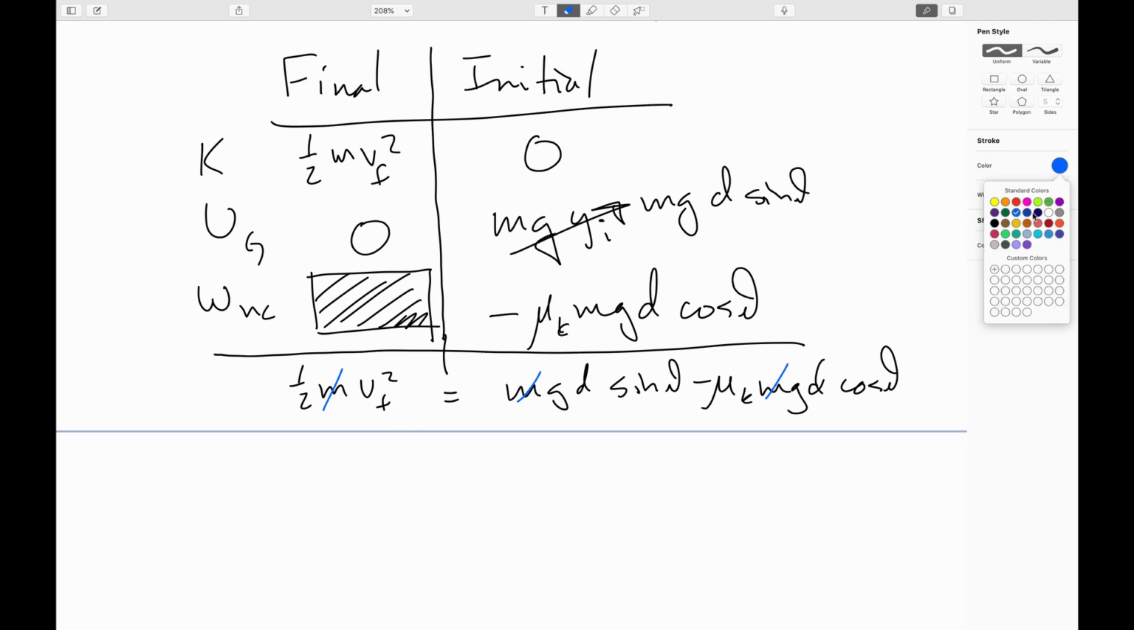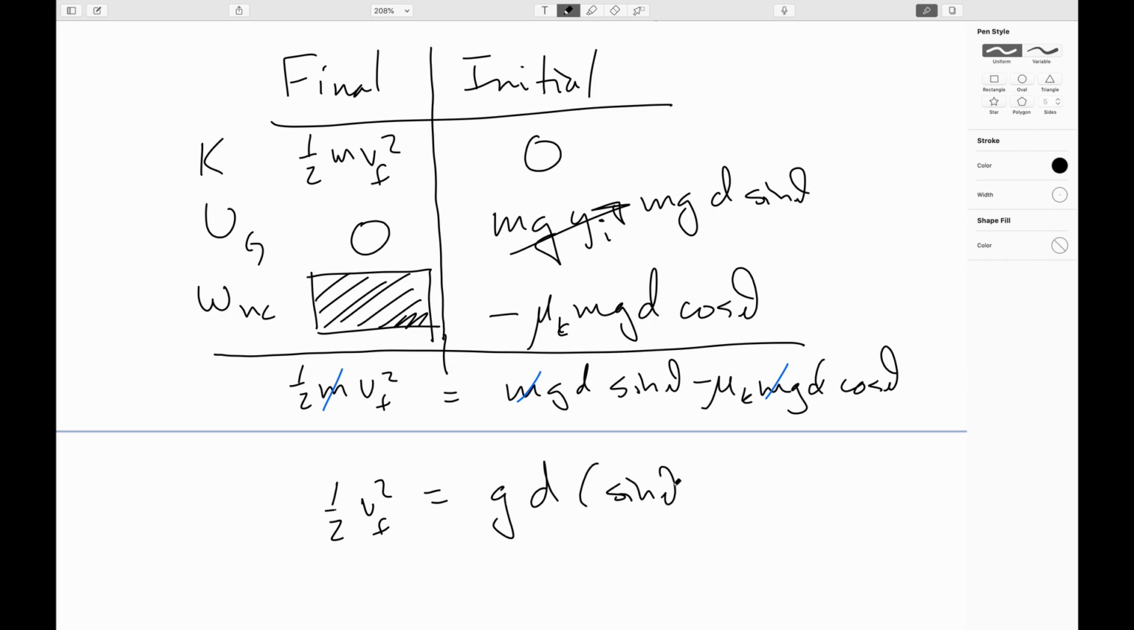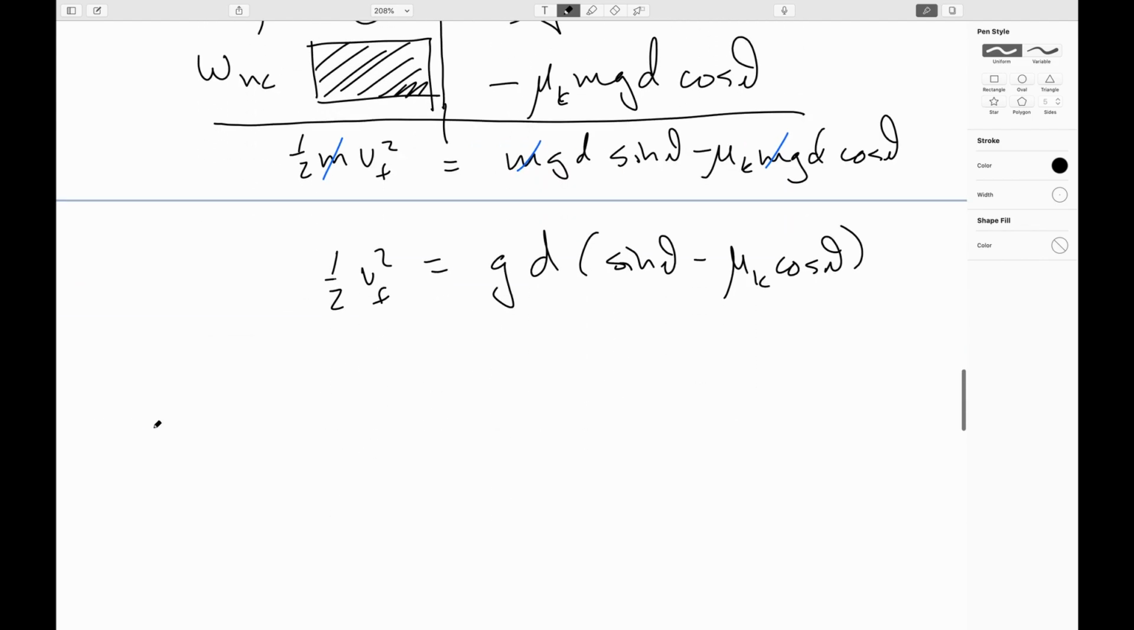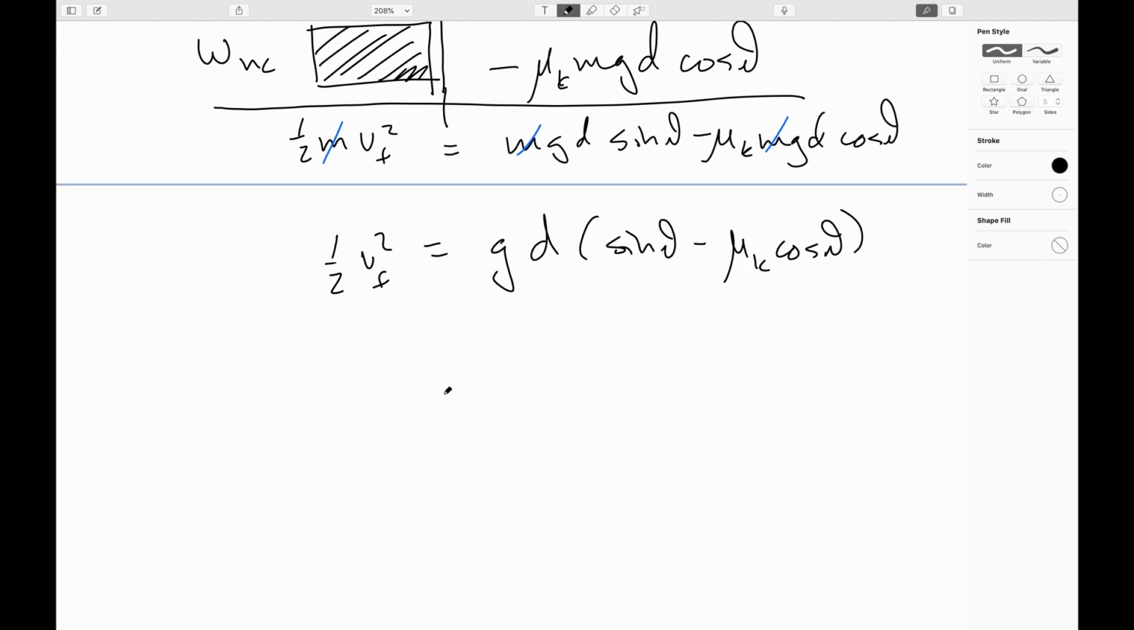All right, so let's just do a bit of algebra on this to try to clean this up a bit. First thing we'll note is, before we even get around to times by 2 and taking roots and stuff, there's a g and a d in both of these terms, so let's pull it out. g d, so we'll have sine theta minus mu k cosine theta. All right, now let's times through by 2 and take the square root of both sides.